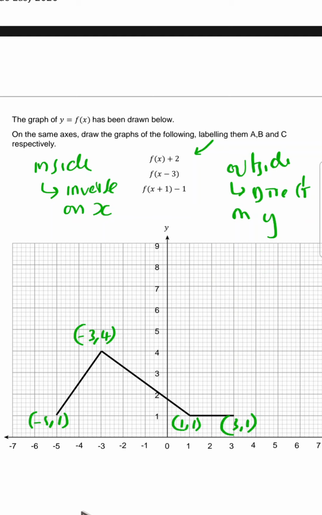Okay, so we're doing another point now, so we're going to do 1, 1. So that was there, that was there. So 1, 1 plus 2 becomes 3, so 1, 3. And then we know obviously that everything's moving up 2. So that's that.